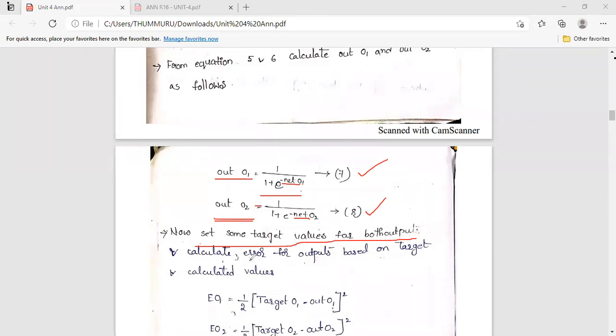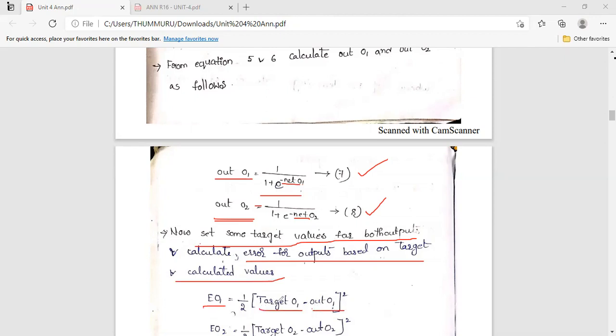And calculate error for outputs based on target and calculated values. You want to calculate error of this particular network, then you need to set some target values. After setting those target values, you should go for differentiating the values. See, error at the place of output 1 equal to 1 by 2 into target O1 minus out O1.